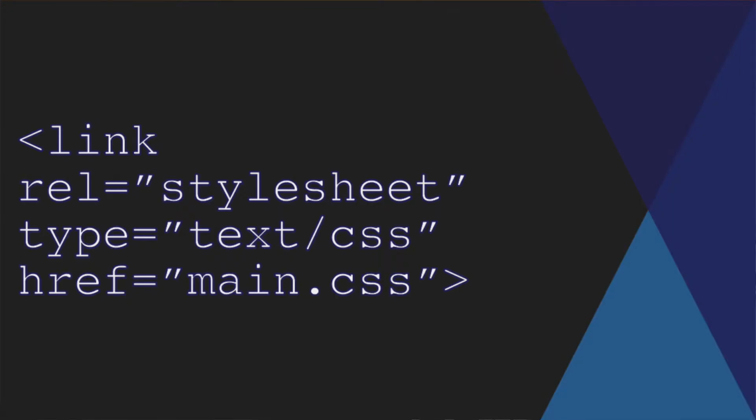This tag comes with 3 attributes for you to use. First, the rel or relationship attribute describes the relationship between that file and the page. The type attribute describes what type of file this is. And finally, the href attribute is where you'll put the link to the style sheet. Again, this can either be absolute or relative.